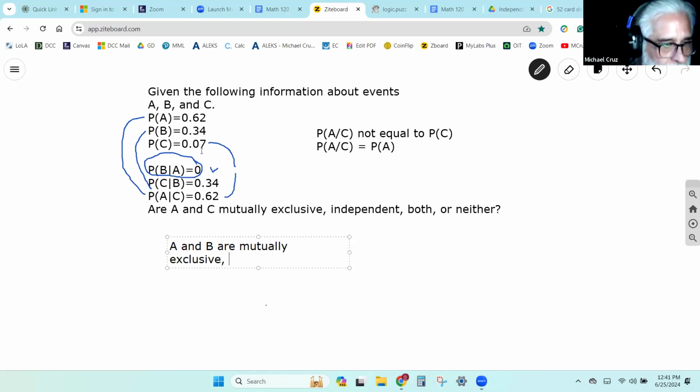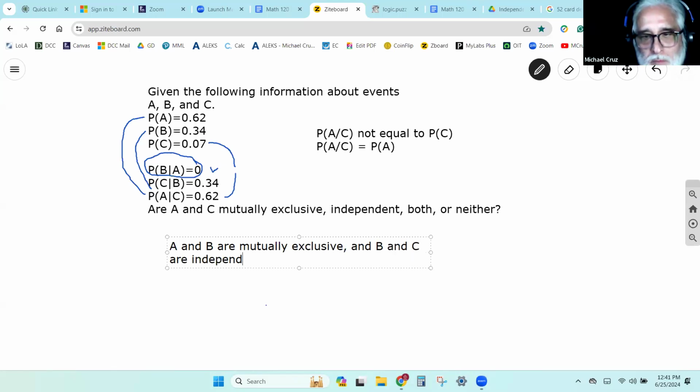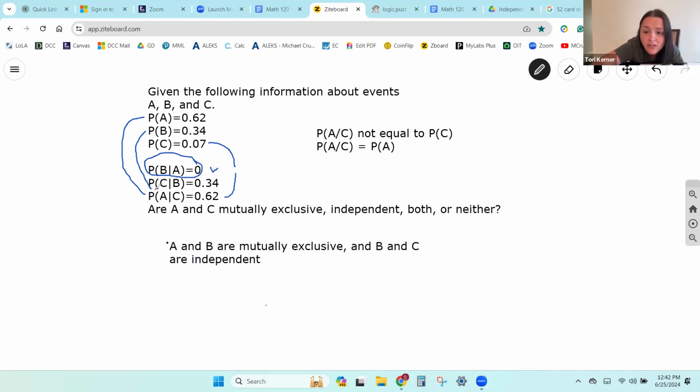Let's see about the independence part. I think A and C are independent, if I remember correctly. I don't think there's anything else we can take out of there unless I'm missing something. What makes A and C independent again? So the question is, are A and B mutually exclusive and are A and C independent? Okay, so A and B are mutually exclusive and B and C are independent.